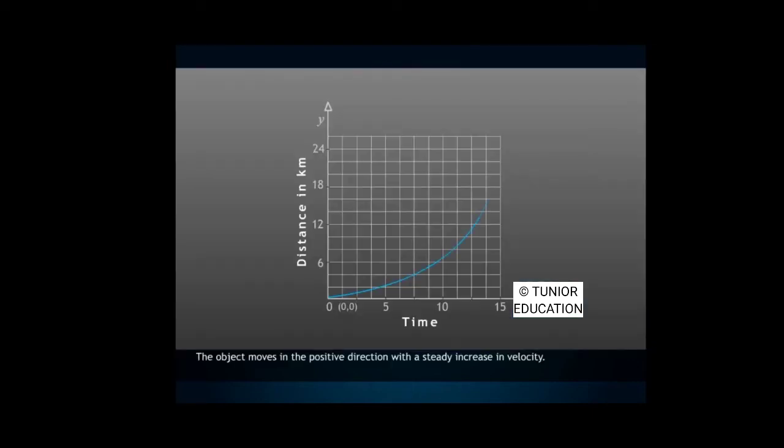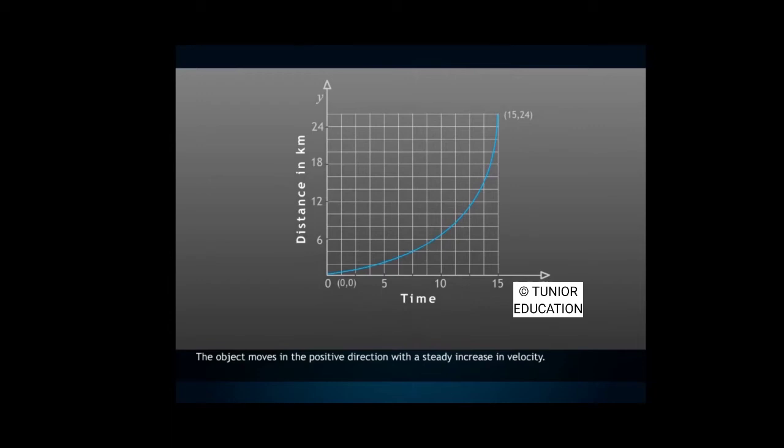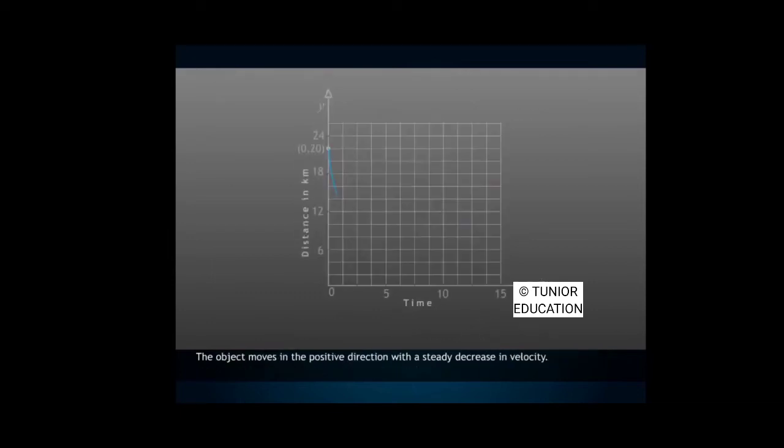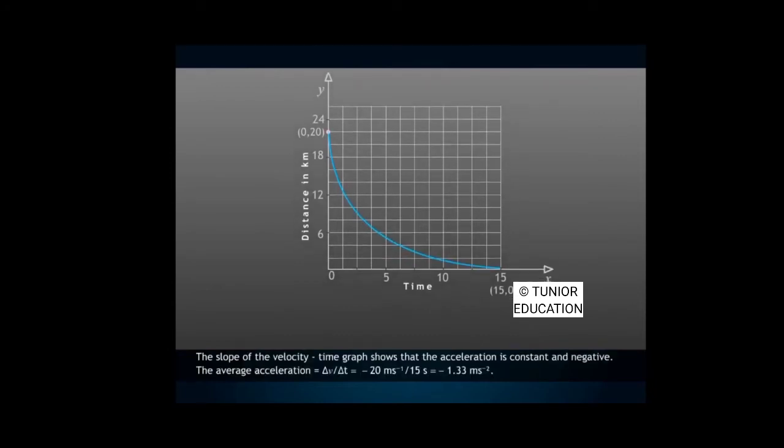The object moves in the positive direction with a steady increase in velocity. The slope of the velocity time graph shows that the acceleration is constant and positive. Average acceleration equals delta v by delta t equals 24 meters per second by 15 seconds equals 1.6 meters per second square. The object moves in the positive direction with a steady decrease in velocity. The slope of the velocity time graph shows that the acceleration is constant and negative. The average acceleration equals delta v by delta t equals minus 20 meters per second by 15 seconds equals minus 1.33 meters per second square.